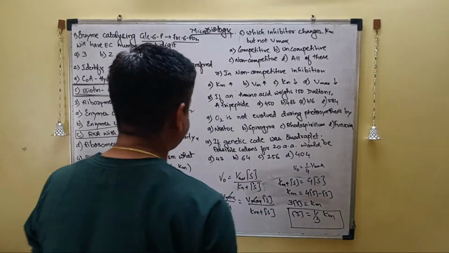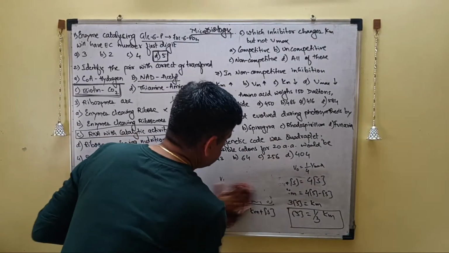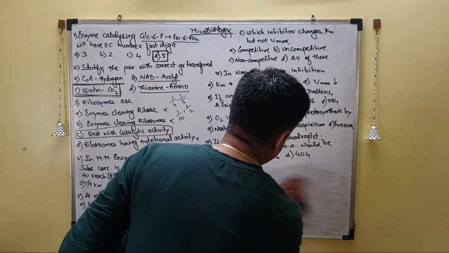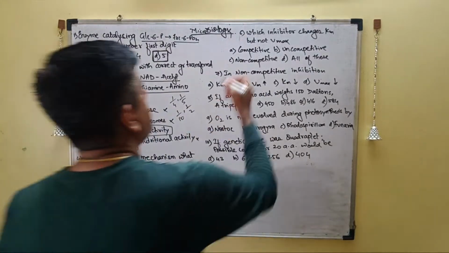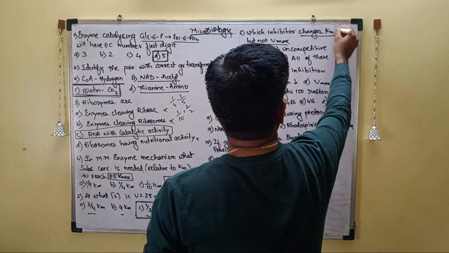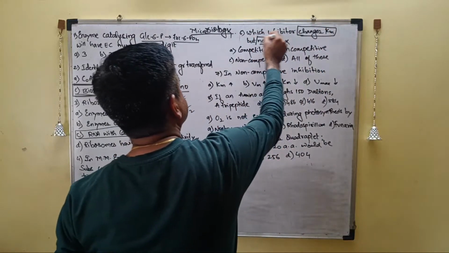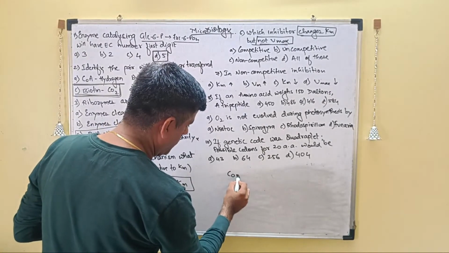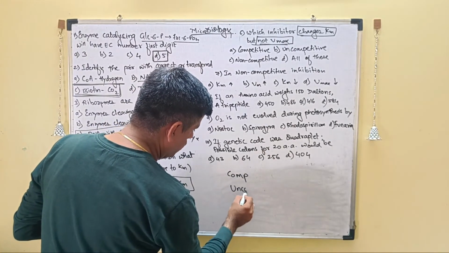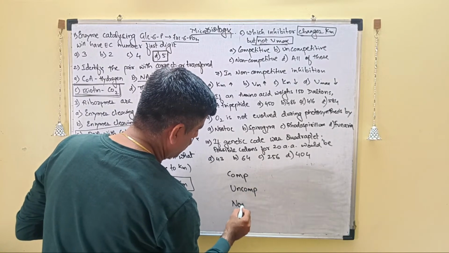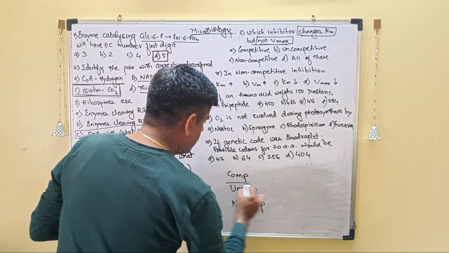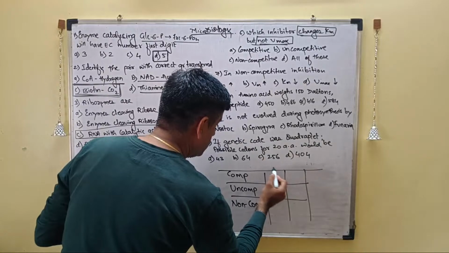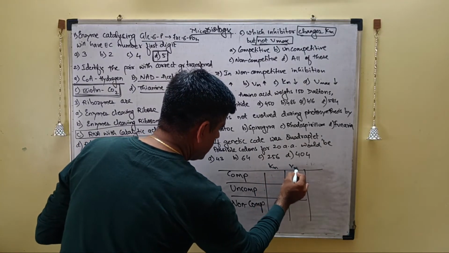Which inhibitor changes Km but not Vmax? The inhibitor which changes Km but does not change Vmax. You have studied three types of inhibitors, right? You have competitive inhibitor, uncompetitive inhibitor and non-competitive inhibitor. Now among these three inhibitors there are two values: one is Km, another is Vmax.